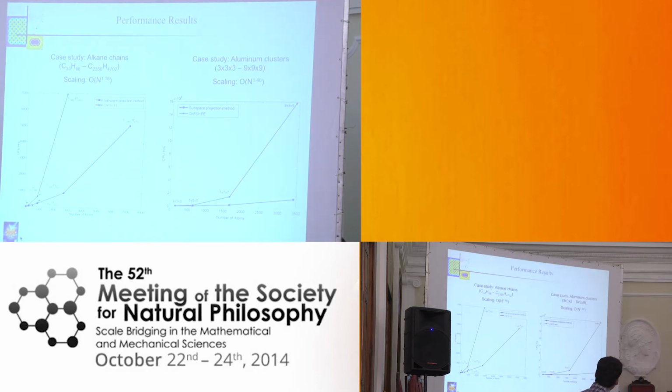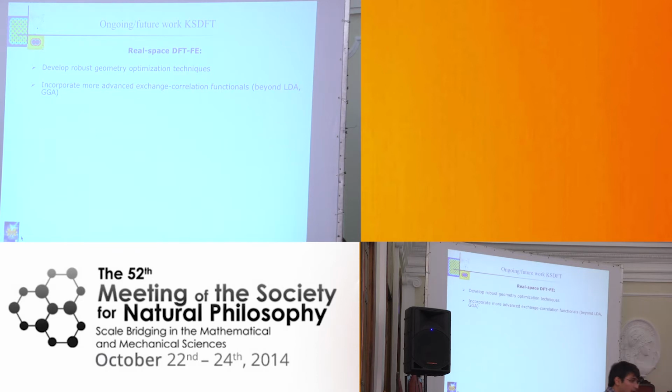We developed this method and did these calculations. I'm just presenting the results. We considered alkane chains all the way up to 8,000 atoms, and these are huge systems for density functional theory calculations. We also considered aluminum clusters up to 3,400 atoms, and we get fairly good scaling. In the case of a metallic system, we get order n to the power 1.5, and in the case of an insulating system, we get close to linear scaling. This method also works for all-electron calculations as well.